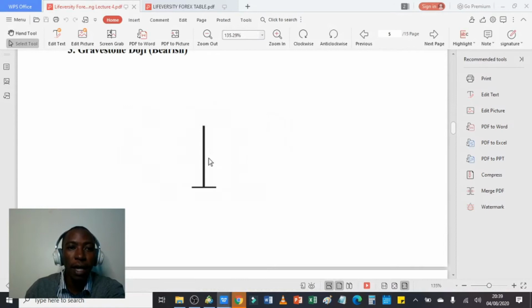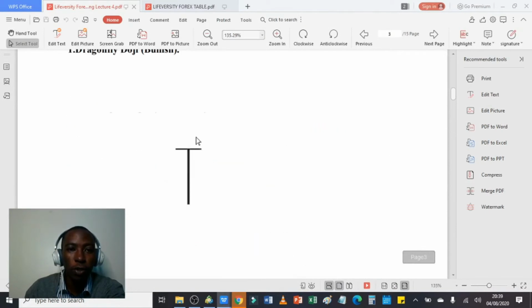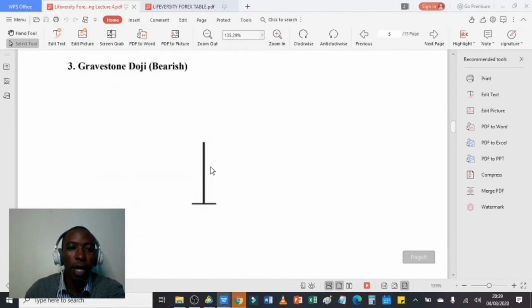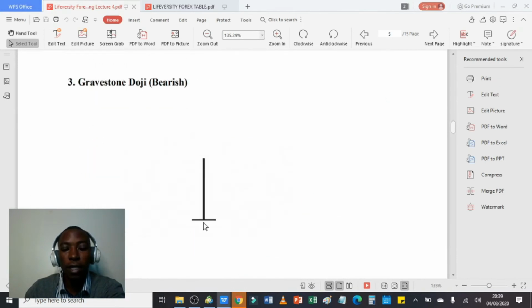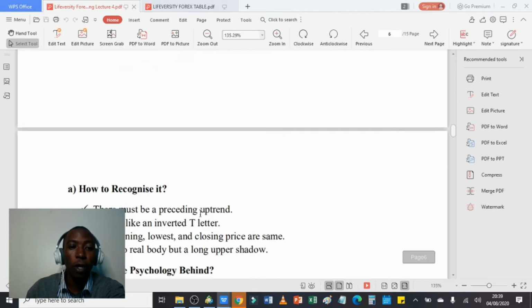As you can see, it is the opposite of the dragonfly doji. The dragonfly doji, as you saw, is a T, and the third one, the gravestone doji, is the opposite, an inverted T. It indicates selling pressure. How do you recognize it?